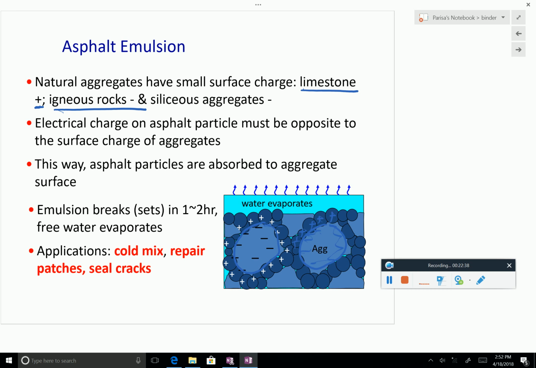So you mix it and you wait 1 or 2 hours, the water evaporates, and then the aggregates stick together. This is called cold mix. So you don't use a very high temperature or anything like that. And you use it typically not to pave an entire section, you use it for repair. If you have some sort of small job to do, you want to do it fast because you have a high traffic section, etc. This is what you could use. Any questions about how it works? Charges? Great.